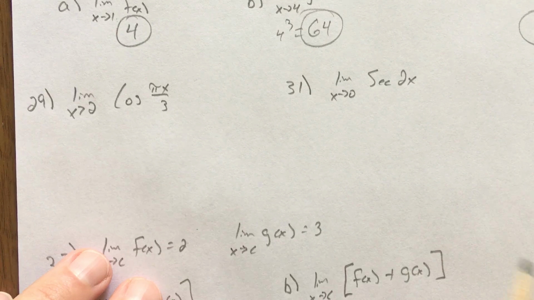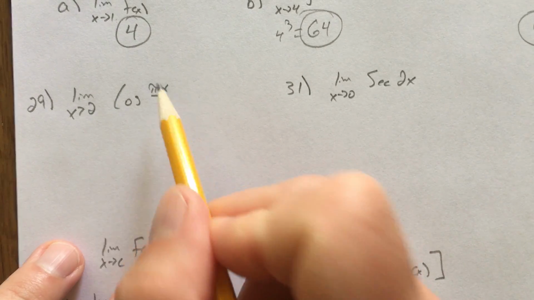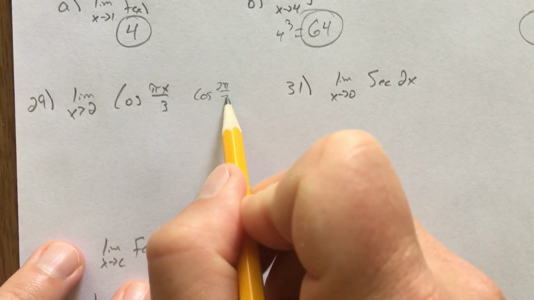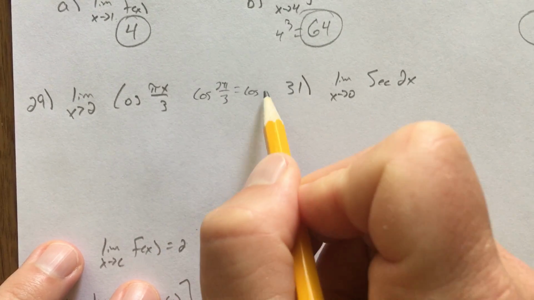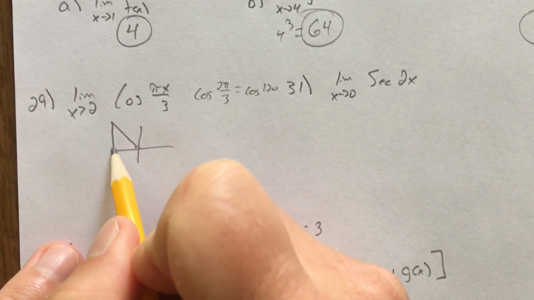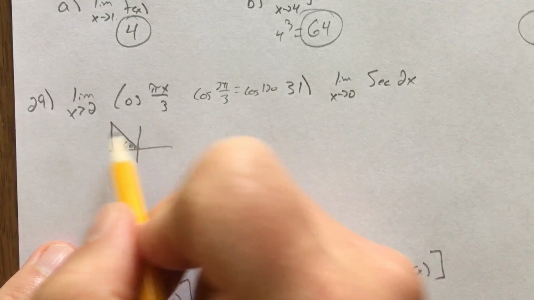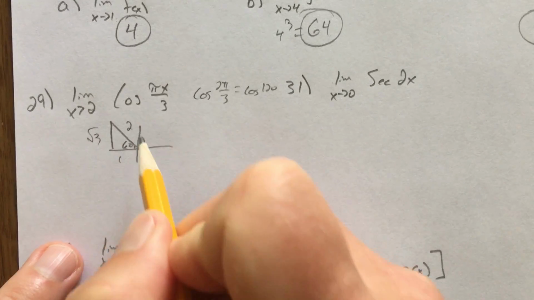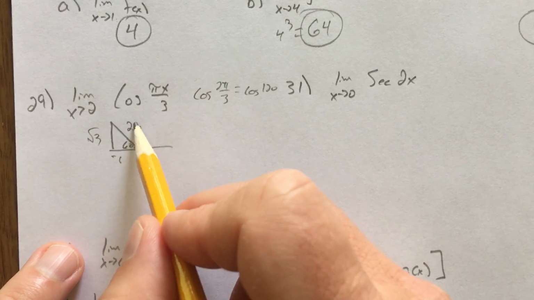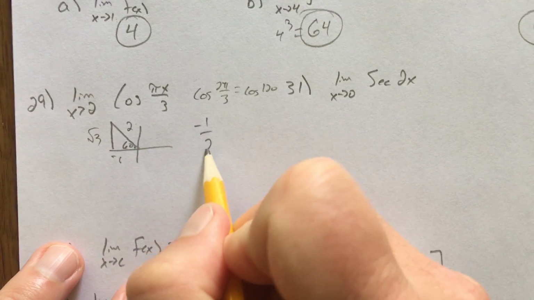Okay. This one no different. We're putting 2 in. We're doing the cosine of 2 pi over 3, which is the cosine of 120. So if I draw that out, all right, my reference angle is 60. So square root of 3, 1, 2. This is negative. That's positive. Cosine is adjacent over hypotenuse, so negative 1/2.